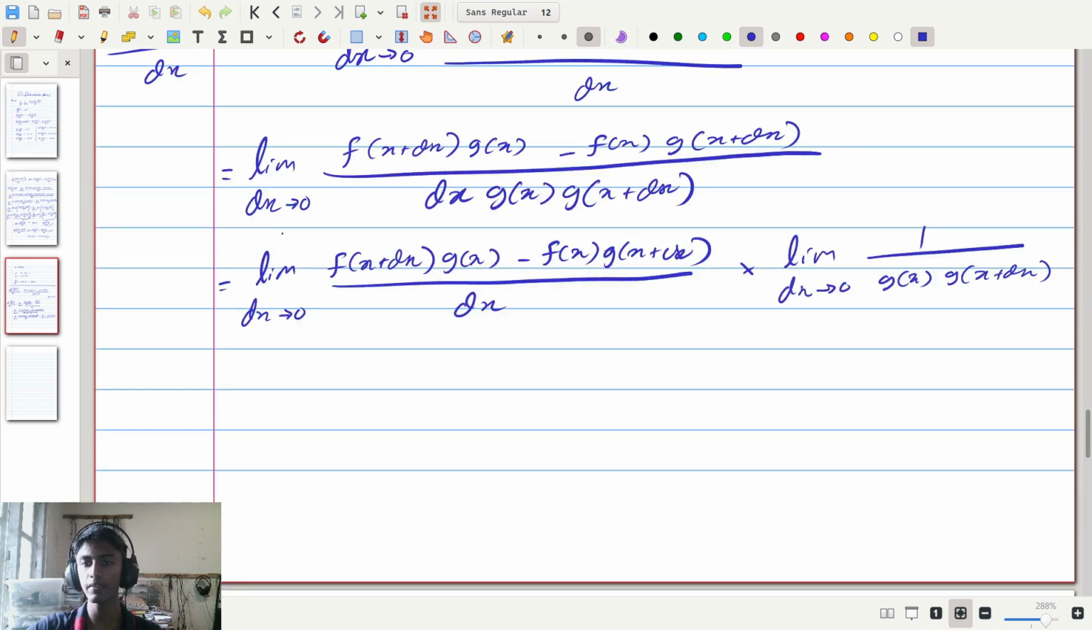Over here we can easily evaluate this thing because g of x is a constant relative to dx. No matter what dx is, g(x) is g(x). Over here g of x plus dx as dx approaches 0 is going to be g of x plus 0, which is g of x.